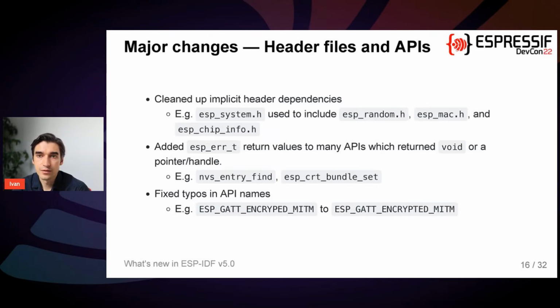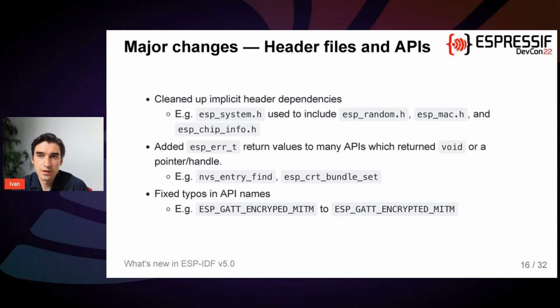The second category of major changes that I'm going to talk about is related to header files and APIs. You will probably notice this if you're trying to build existing code that was written for IDF 4.x or 3.x with IDF 5. It will typically show up as some unresolved inclusions, missing declarations of some functions, and missing declarations of some identifiers. The reason for those errors or compiler warnings is that some header files have been restructured.